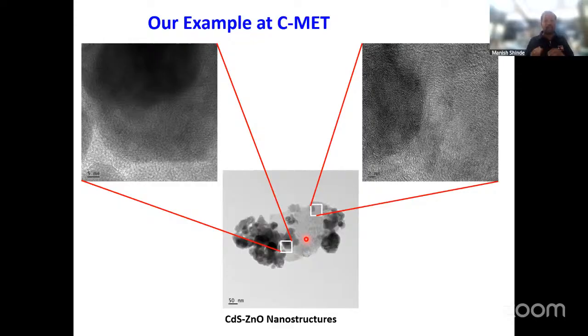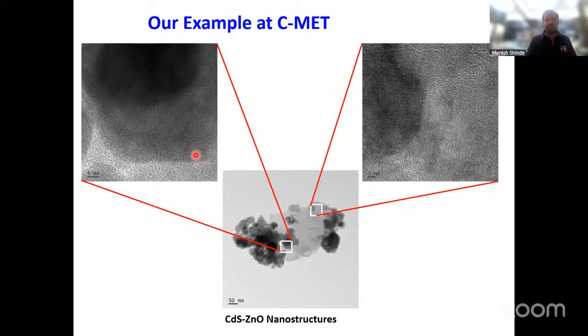So I have got different ways available. One of them is this: I know the lattice spacing values, DHKL values of CDS. I know the DHKL values of ZNO. So what I will do is I'll do the high magnification, high resolution imaging of these samples for the sheet region and for the particle region. And then I'll find out the D values for the particle region and for the sheet region and match with HKL values of CDS and ZNO. So I did that. I found out that the sheet-like region is ZNO, particle-like region is CDS.